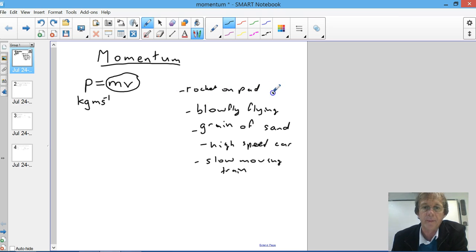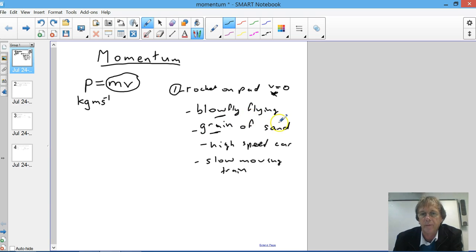Now if you look at the rocket on the pad there, it has a velocity of 0. So by definition, anything times by 0 here would be 0. So that should be the lowest one, number 1. A blowfly flying would have a lot more mass compared to a grain of sand.